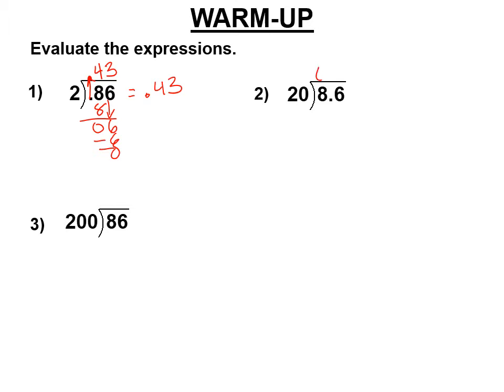20 goes into 8 0 times, decimal straight up. 20 into 86 goes 4 times, the 4 has to go above the 6. 20 times 4 is 80, remainder 6. We're out of numbers, so we bring down a 0. 20 into 60, 3 times. 20 times 3 is 60.